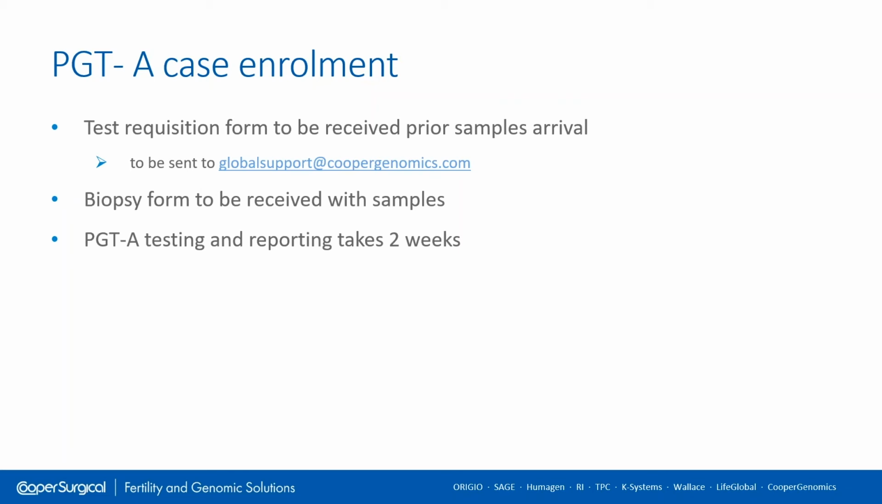We want to make sure that we've got enough time to set up the couple in our patient database. Please send this form to globalsupport@coopergenomics.com. Then we need to receive, of course, the biopsy form together with samples. And that's pretty much it. The PGT-A testing and reporting takes 2 weeks.